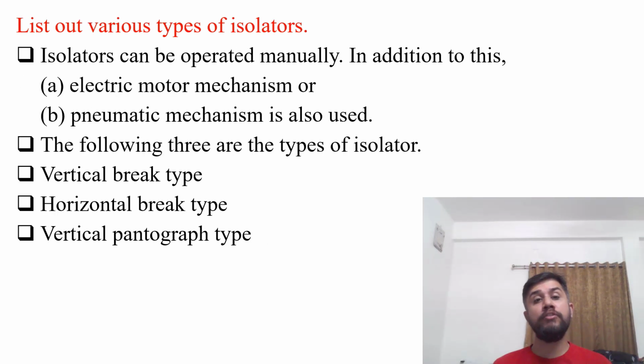List out various types of isolators. Isolators can be operated manually. In addition to this, electric motor mechanism or pneumatic mechanism is also used for the operation of isolators. The following three types are the types of isolators. First is vertical break type, second is horizontal break type, and third is vertical pantograph type isolators. So these are mainly three types of isolators which are used in the power system for the operations.